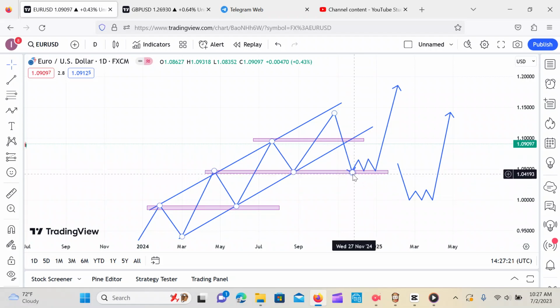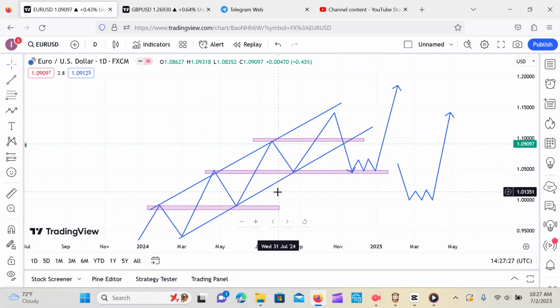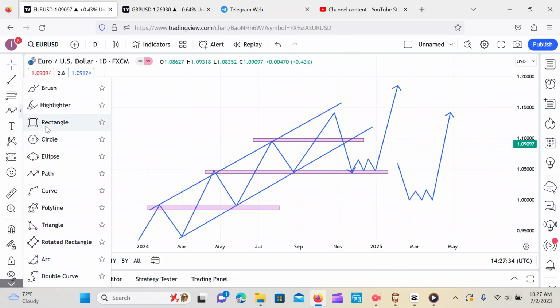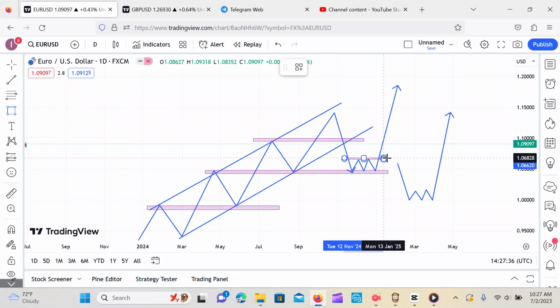so immediately price gets to your support level, your area of interest, wait for price to react in that area. Once price is reacting, giving you these small mini highs, pick this, mark the highs.